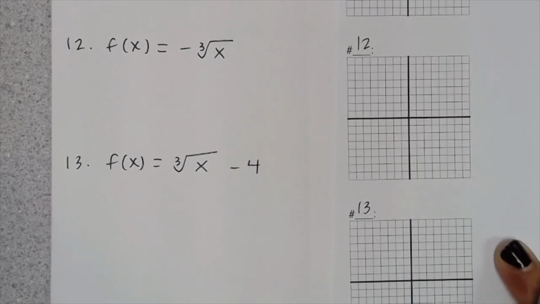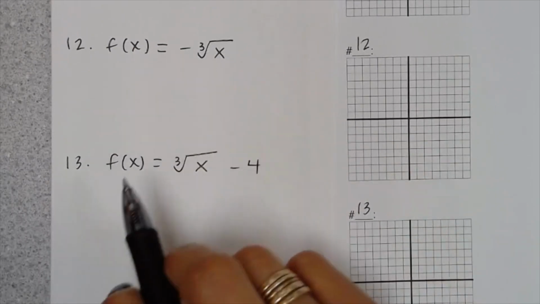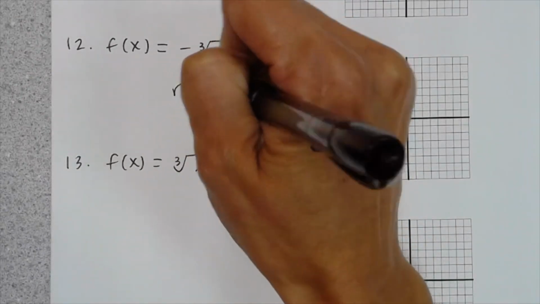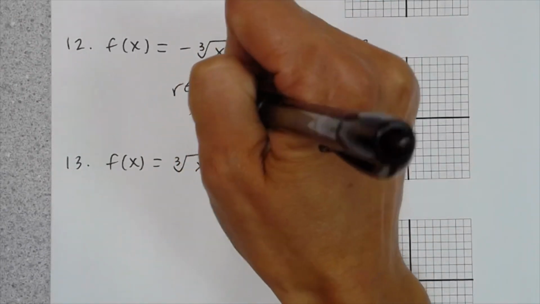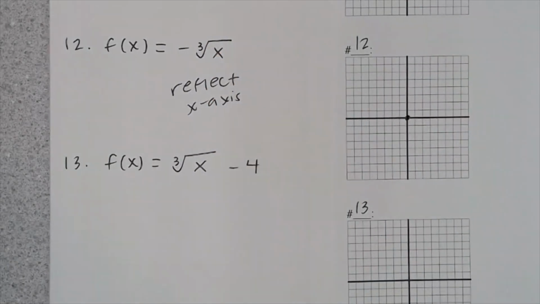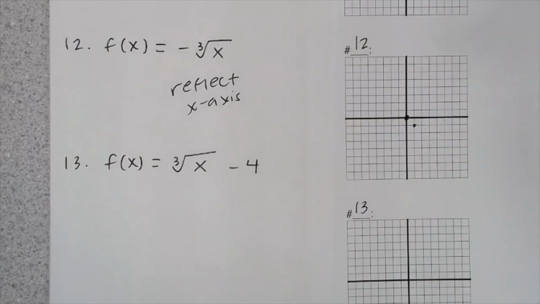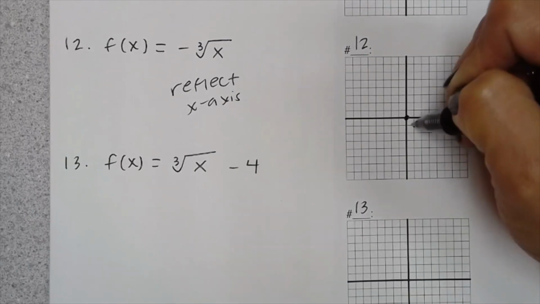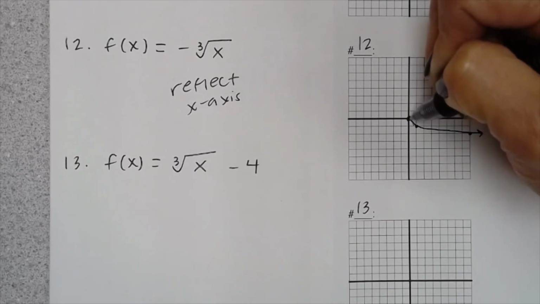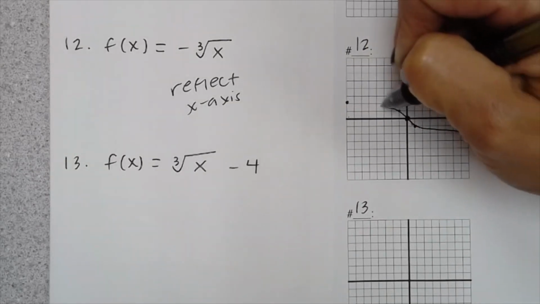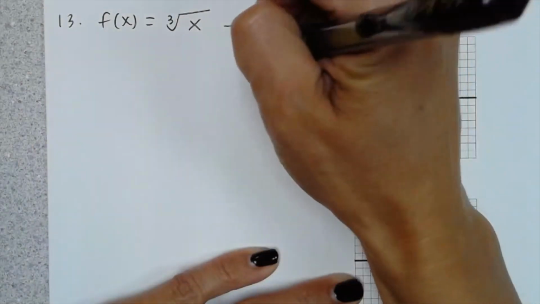For number 12, same thing, it's a cube root graph, and the only thing that you have from the parent graph is this reflection in the x-axis. So we'll start off with the point 0, 0, and then instead of going right 1, up 1, we're going to go right 1, down 1, and then we're going to move right 8, down 2, and then in the other direction we'll go left 1, up 1, and left 8, up 2.